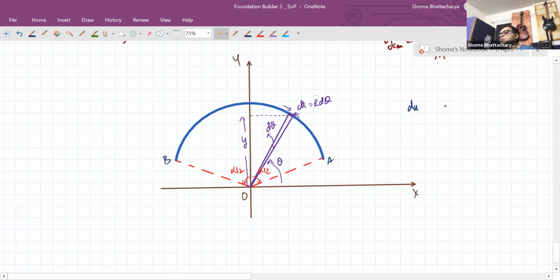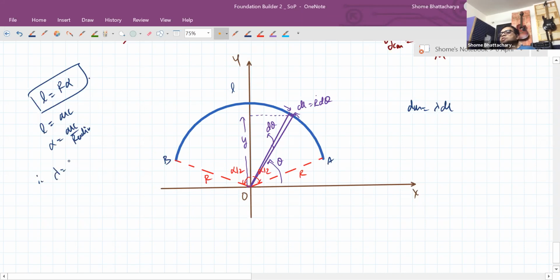So we can see that dm is lambda dl. Now the thing is, if this radius is r, what is the total length of the rod? The length of the rod is going to be r alpha, because L is arc length. So angle is arc upon radius. Therefore lambda will be how much? Mass upon the total length, so that will be m upon r alpha, whereas dl as usual is r d theta. So I'll replace this with m by alpha into d theta.